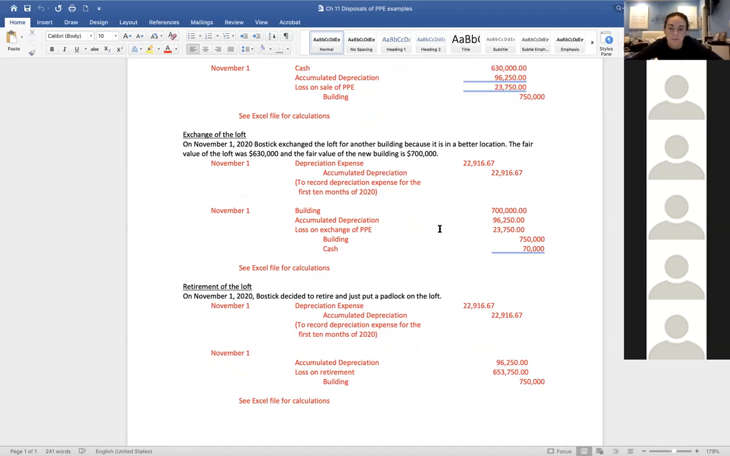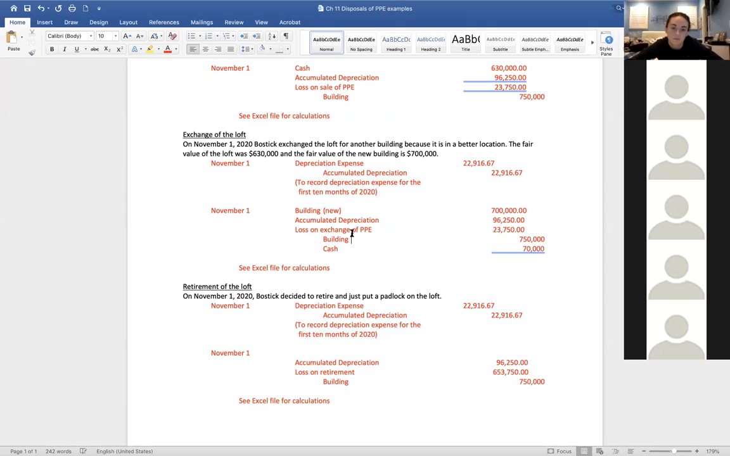Now, what did I get? I gave up one building and got what? A different building. And that different building had a fair value of how much? 700,000. So what did I get? I got a new building, fair value 700,000. What did I get rid of? My old building. And my old building had a cost of 750,000. See here, I could put in parentheses so that you don't get confused.